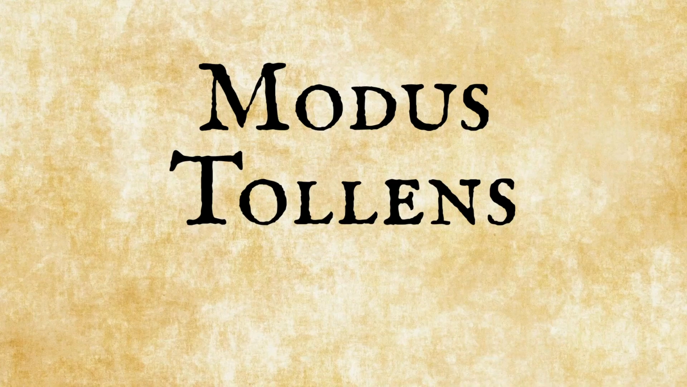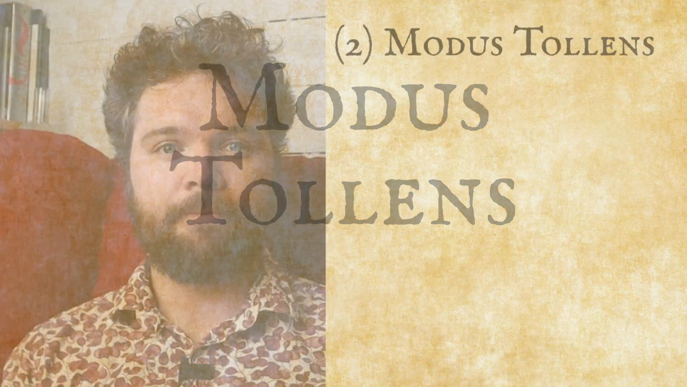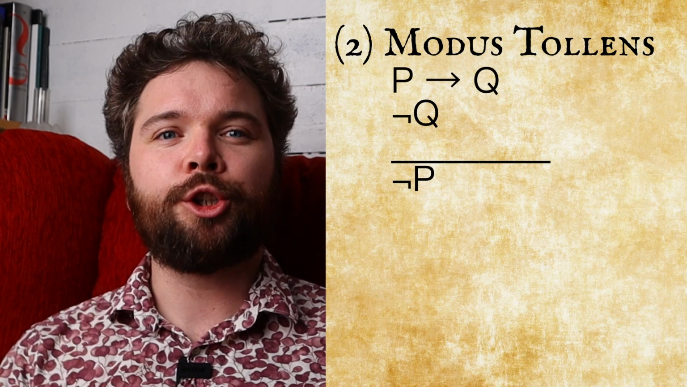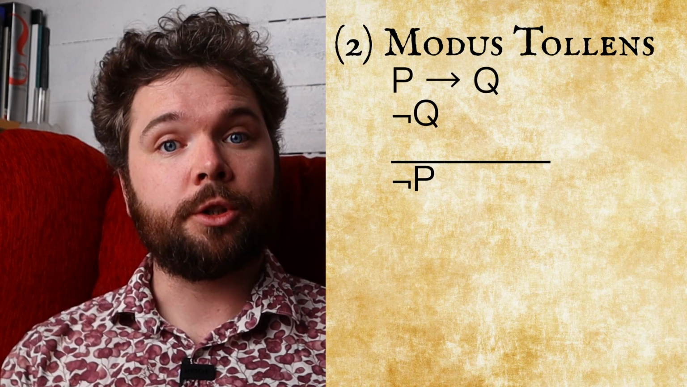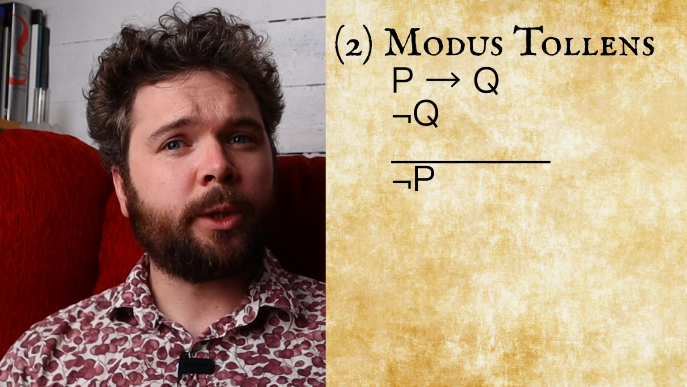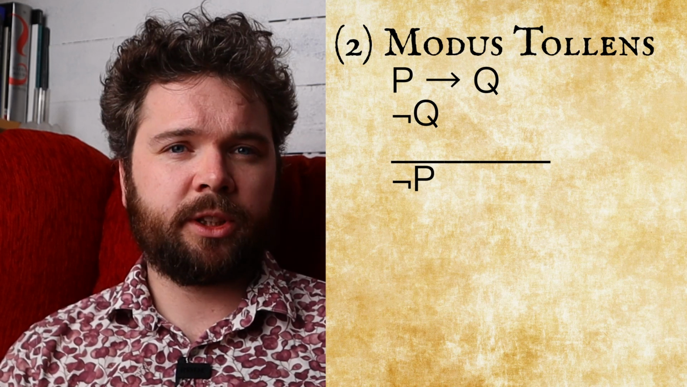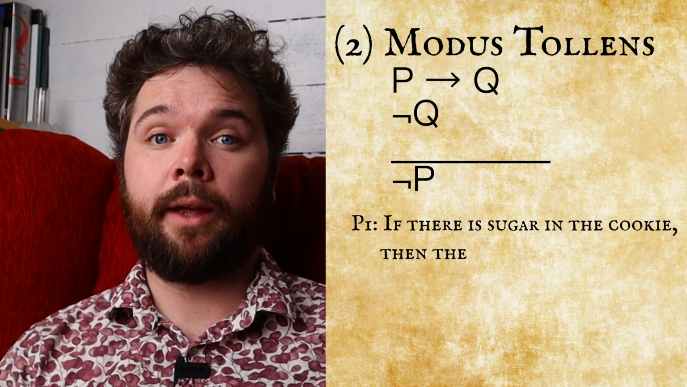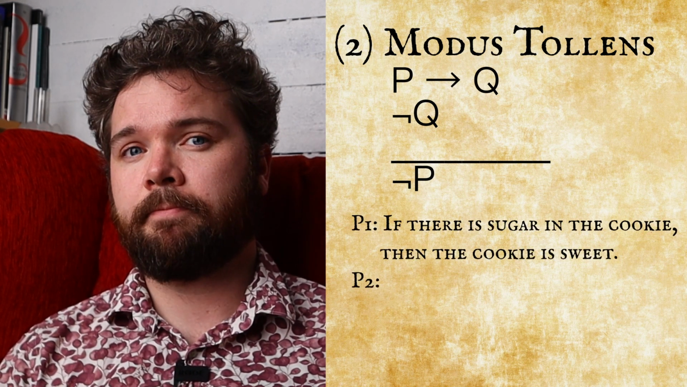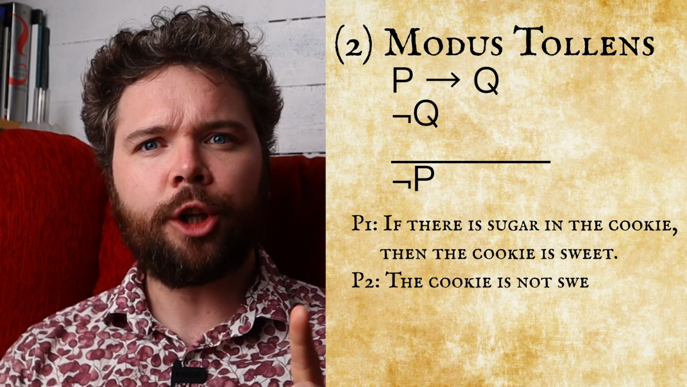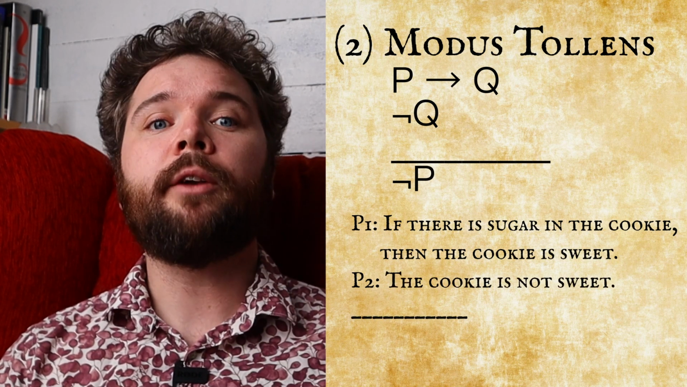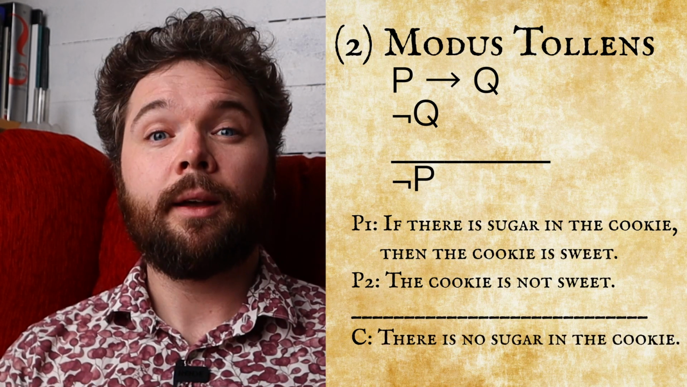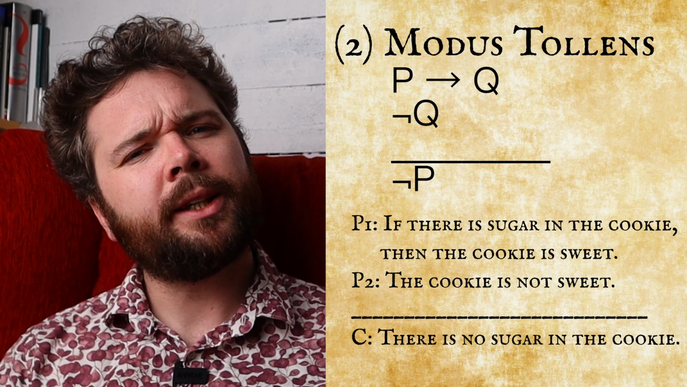So now, let's move on to Modus Tollens. If P, then Q, not Q, therefore not P. So if we translate this argument, it would sound something like this. If there is sugar in the cookie, then the cookie is sweet. The cookie is not sweet. Therefore, there is no sugar in the cookie. That sounds like a valid argument, right?